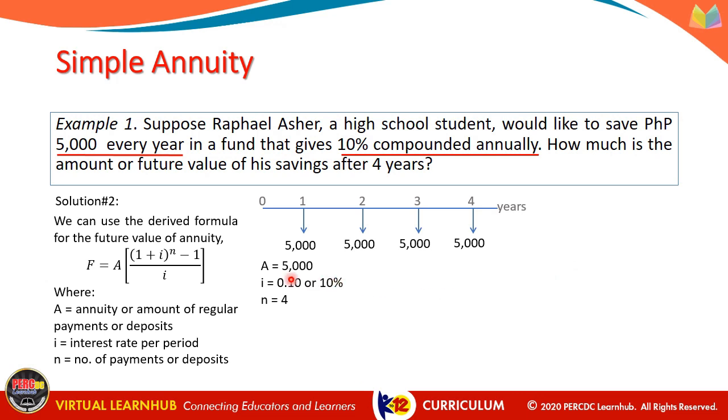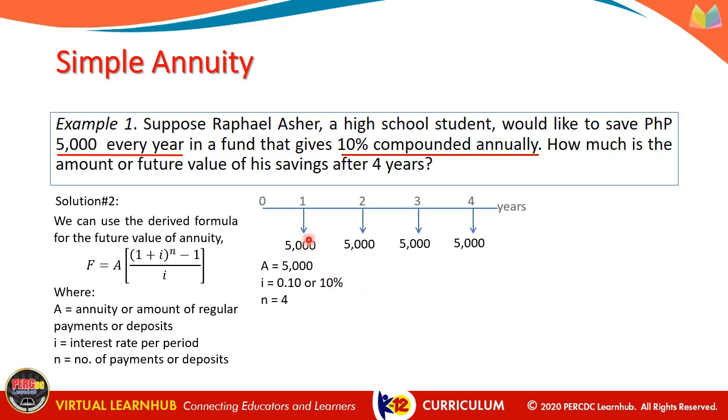Okay? Our given, we have A, that's 5,000 pesos. That is the amount for regular deposits. I is equal to 0.10 or 10%. That's 10% compounded annually. And N is equal to 4. Now, we're going to compute for the value of his savings after 4 years.